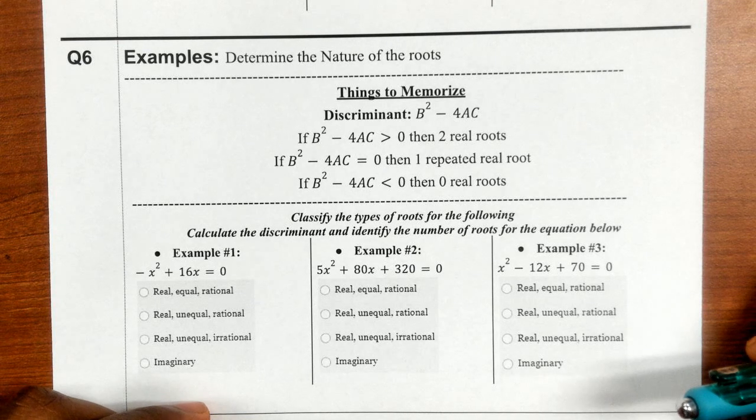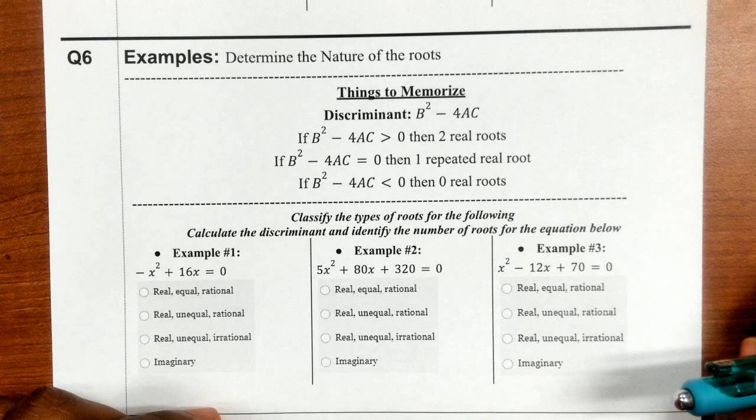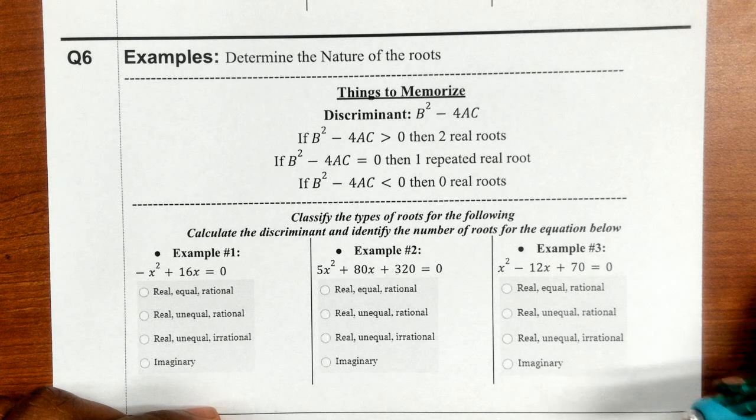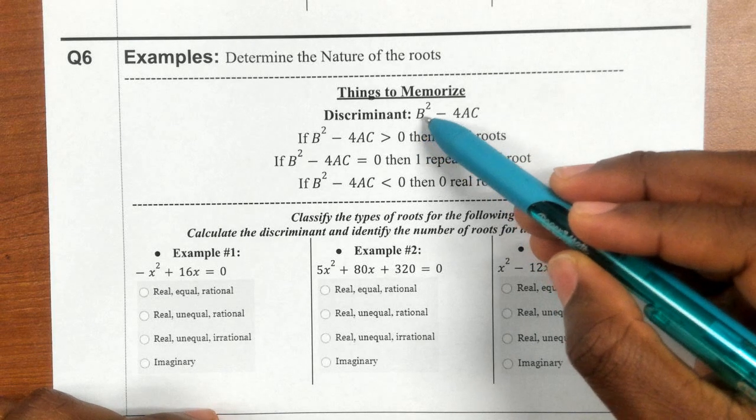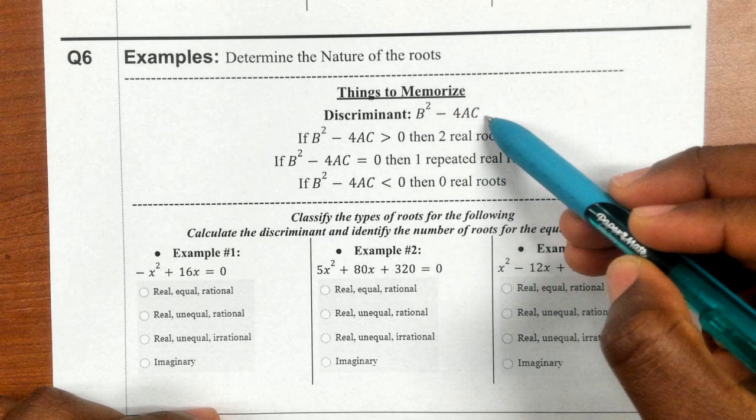Question number 6 wants us to determine the nature of the roots. This is similar to what we did for question 5. We're going to be trying to find that discriminant. The discriminant can be calculated utilizing the formula b squared minus 4ac.